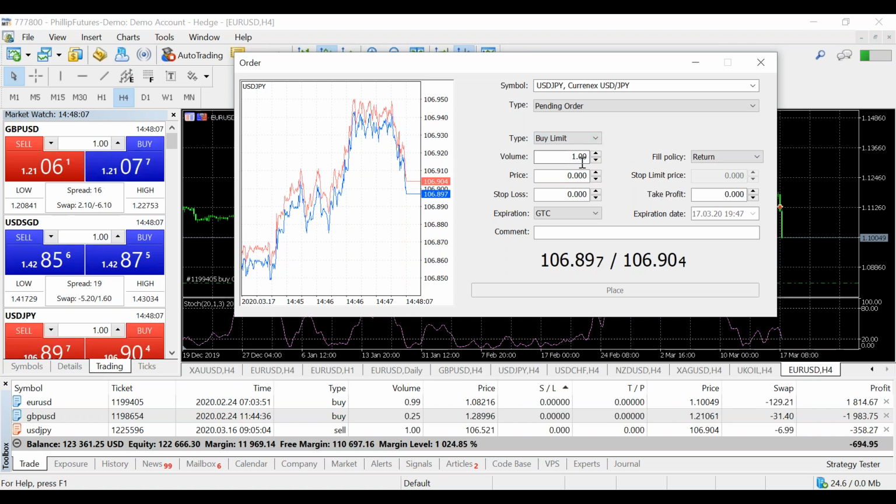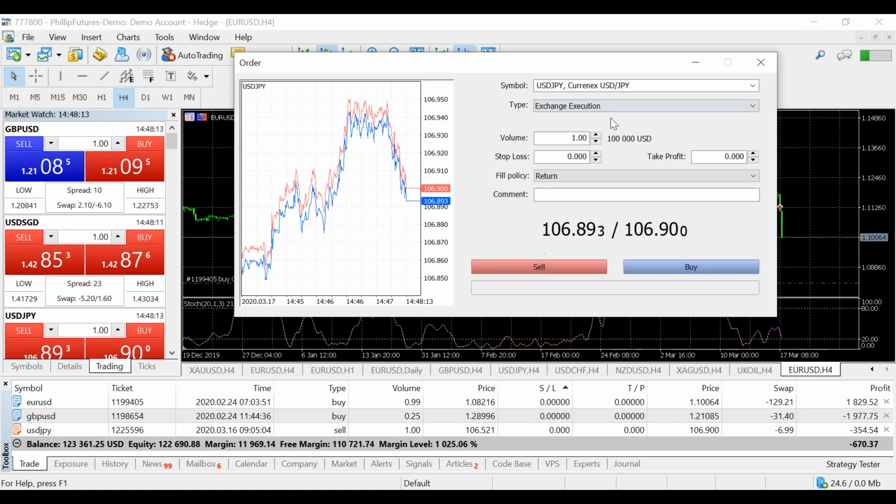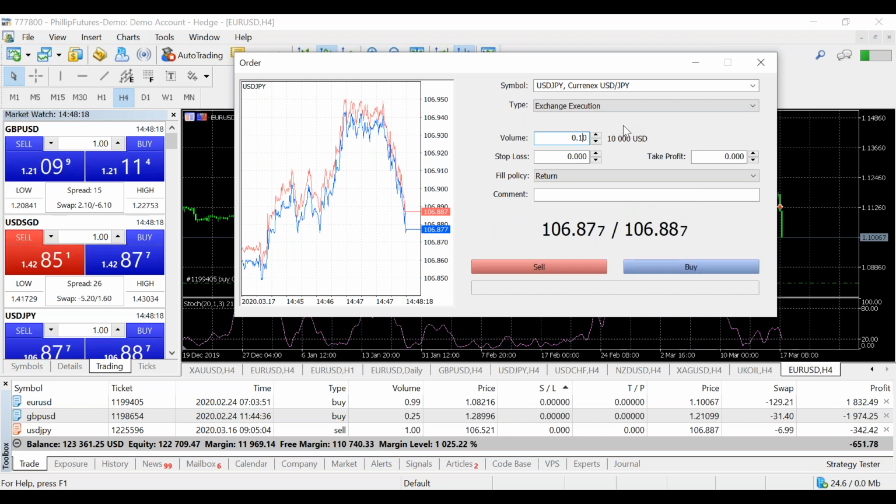Secondly, we'll be implementing a volume. This is where I said the one will be determined as 100,000, so they actually put it here. If you change it here to 0.1, for example, they're actually showing that you're buying 10,000 worth of US dollar against the yen.